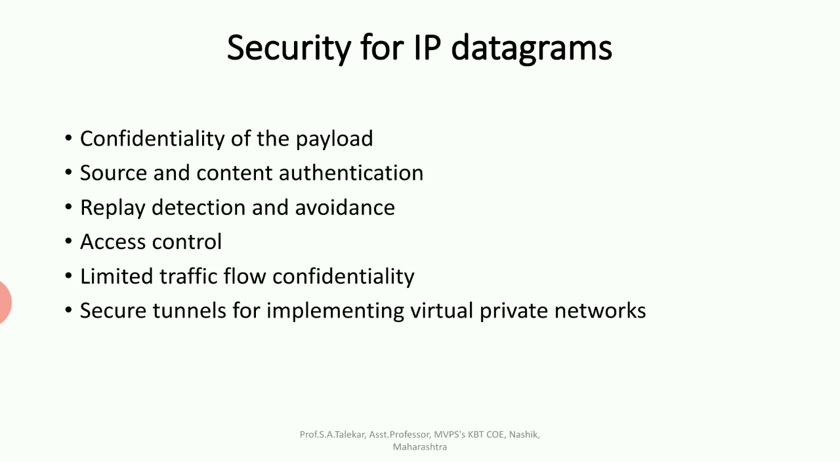Now there are different security services for IP datagrams. What are the different security services it provides to the IP datagrams? The first one is confidentiality of the payload. Then the second one, source and content authentication. The third one, replay detection and avoidance. Fourth, access control. Fifth, limited traffic flow confidentiality. And the last one, secure tunnels for implementing virtual private networks.